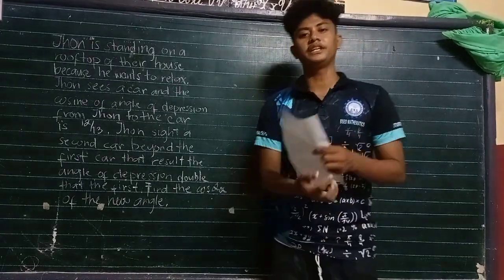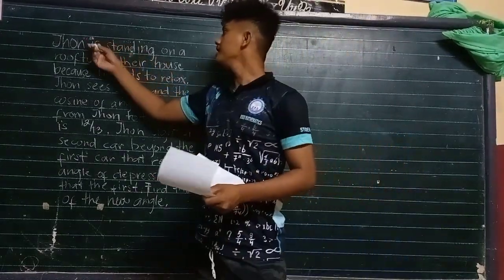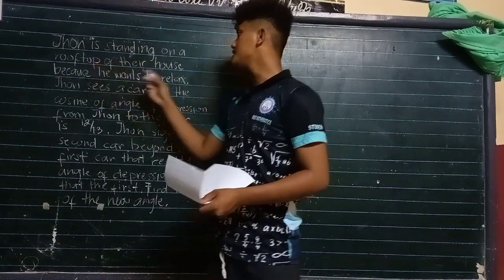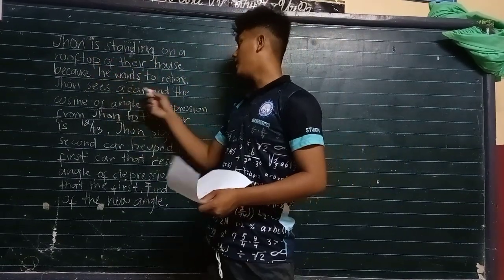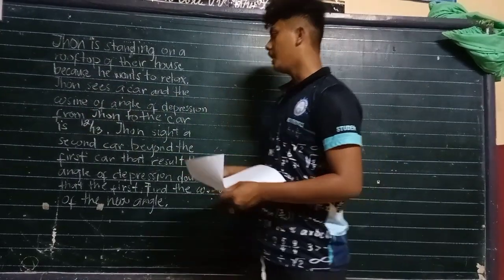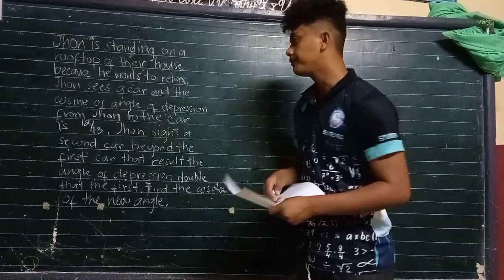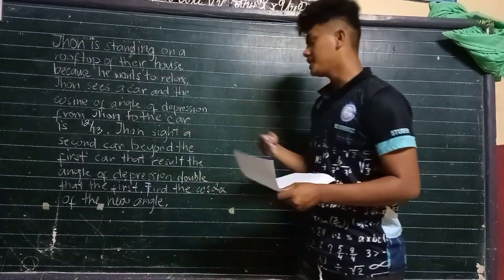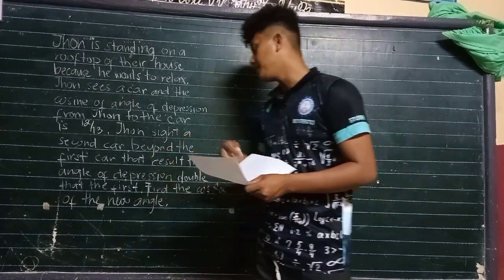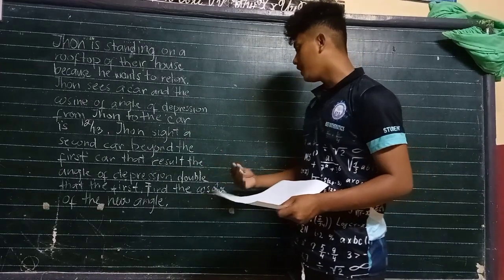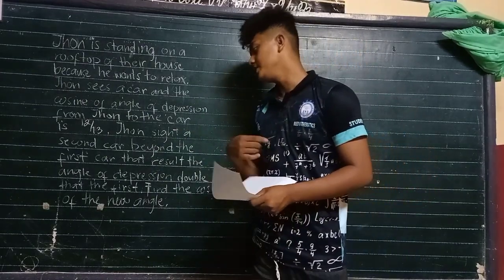So let's have another example. John is standing on the rooftop of his house because he wants to relax. John sees a car, and the cosine of the angle of depression from John to the car is 12 over 13. John sees another car beyond the first car, with an angle of depression double that of the first. Find the cosine 2 alpha of the new angle.